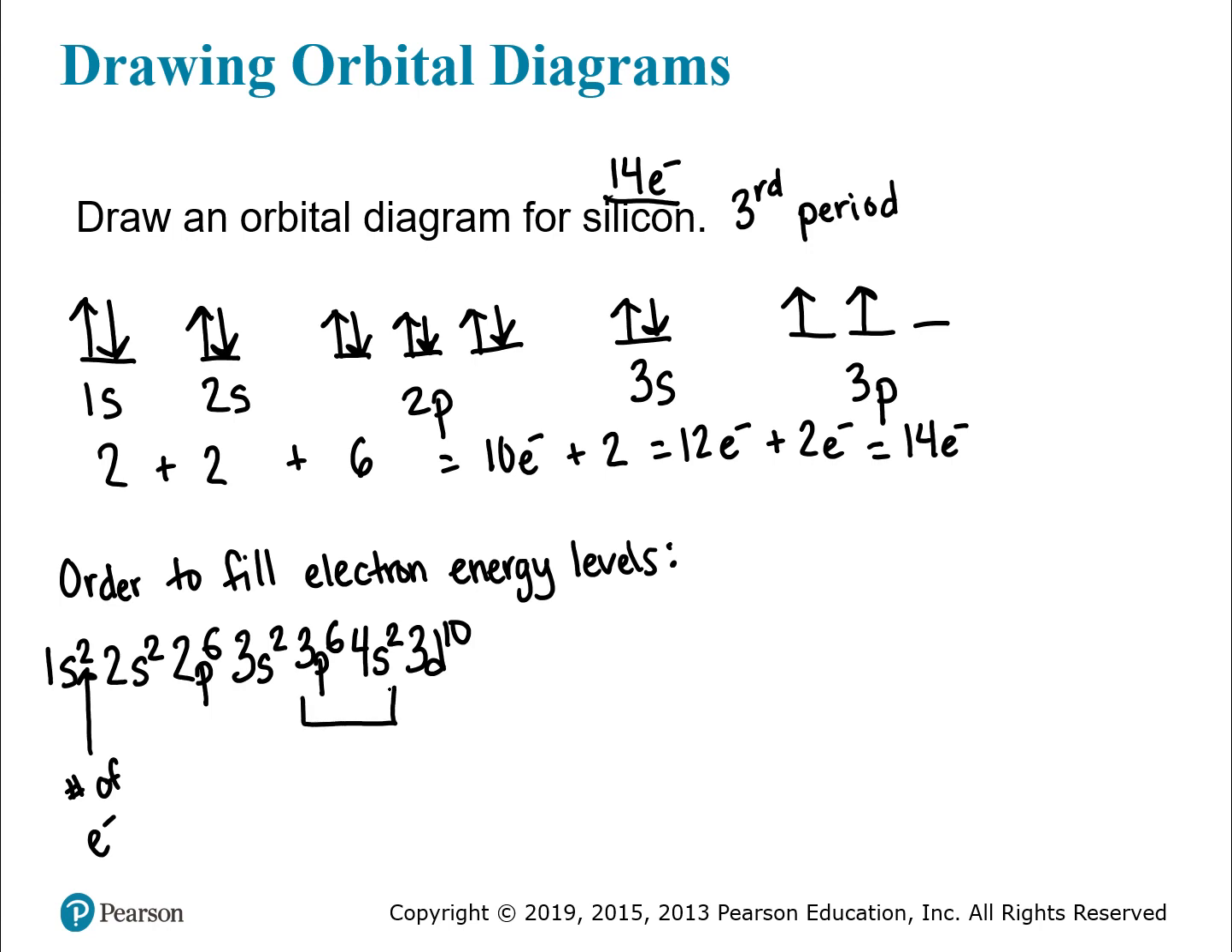Notice how I went from 3p6 to 4s2. Even though the 3d has a 3 in front of it for the main energy level, it is actually slightly higher in energy than the 4s. So I didn't make a mistake. This is the order.